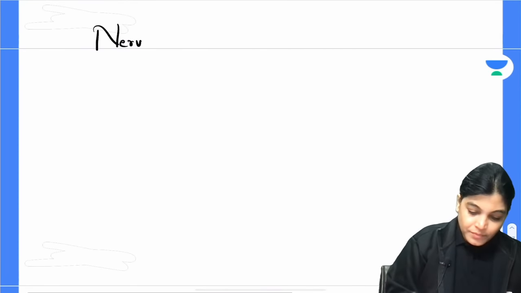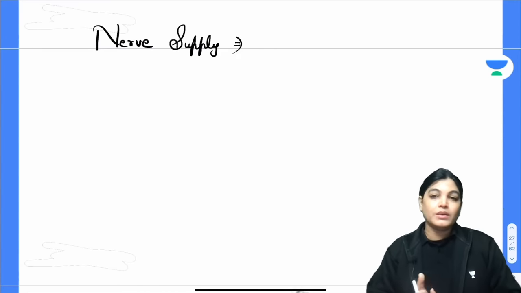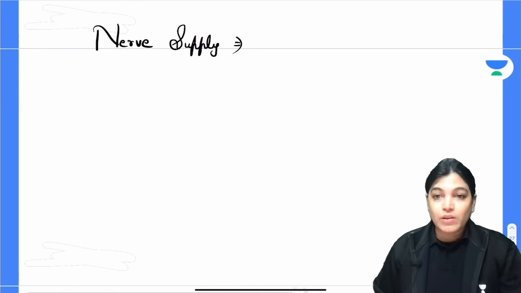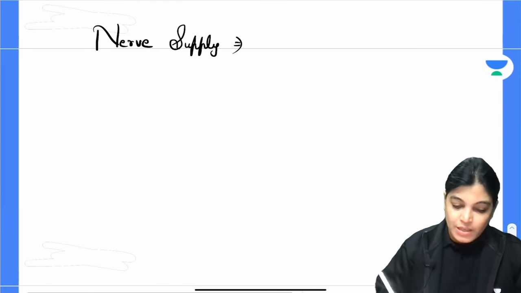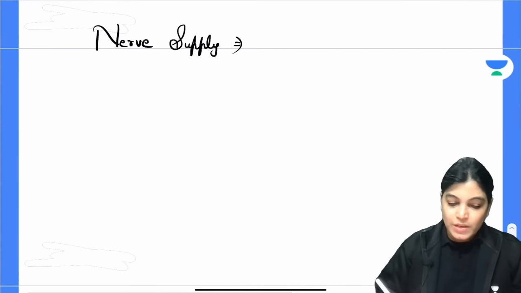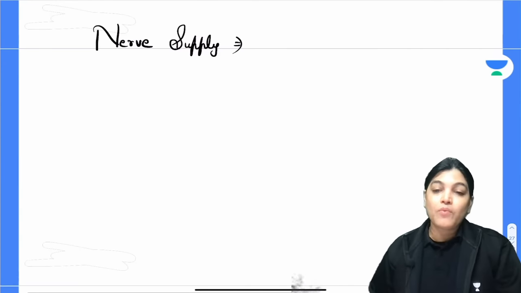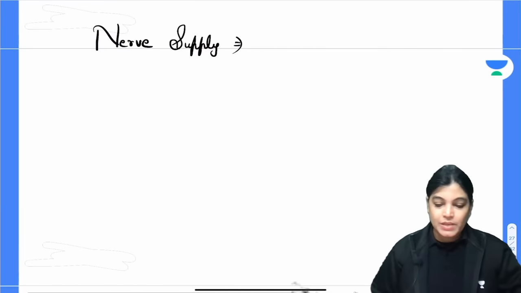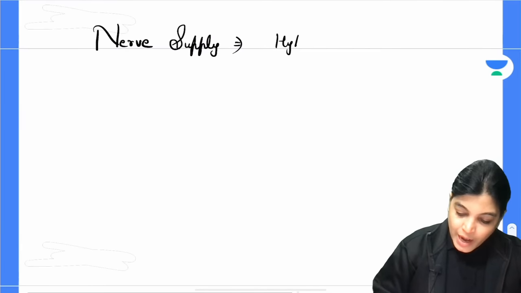Nerve supply. Today I will explain with the help of diagrams. I will explain the origin and insertion, and I will also show you the cadaveric images for each and every muscle. Don't worry about this. When we are talking about nerve supply, it is again an example of a composite or hybrid muscle. Why? Because it is getting innervation from two nerves. So it is again an example of a hybrid muscle.